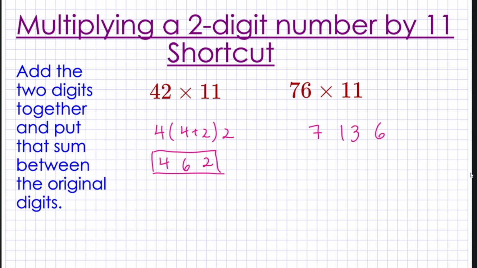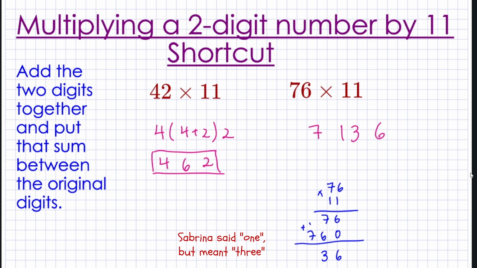So why did our shortcut fail? Well, if we do it out the long way, we might figure that out. So if we do 76 times 11, we have our 76, and then we put a placeholder and put the 76 again. And we add these. So we get 6, and 7 plus 6 is 13, but we don't write the whole 13 here. We put the 3, and then we add the 1 from the 13, or the 10 from the 13, to the 7 in the next place value. So we actually get 836. 836 should be the right answer. So the correct answer should be 836.